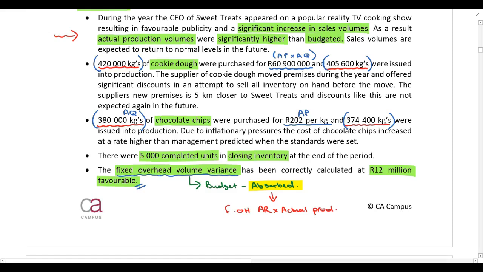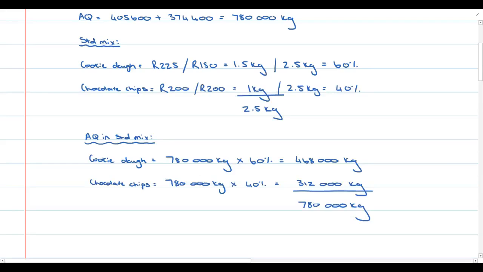So you can see actual production is used in the calculation of the absorbed fixed overhead. So if we can work backwards and calculate the absorbed fixed overhead, and if we can also calculate this fixed overhead allocation rate, then the missing number that we are looking for is actual production, and that's what we need. So let's have a look at this calculation.